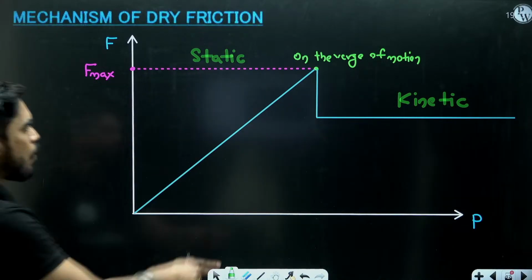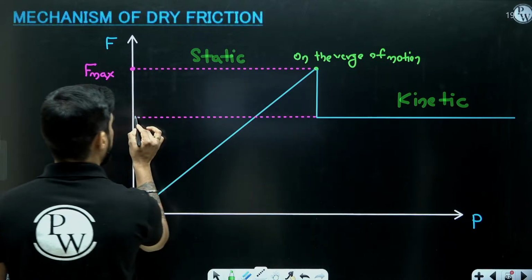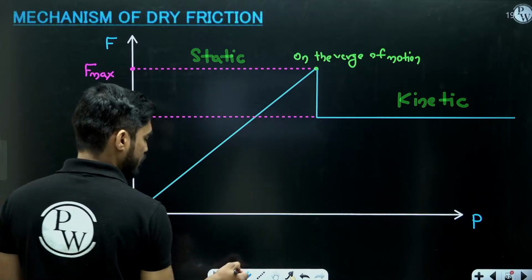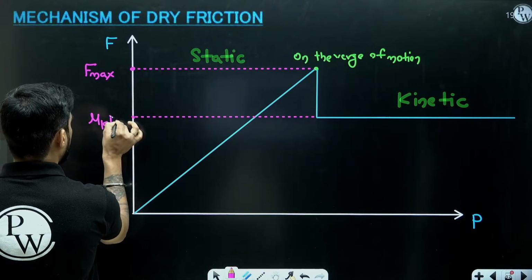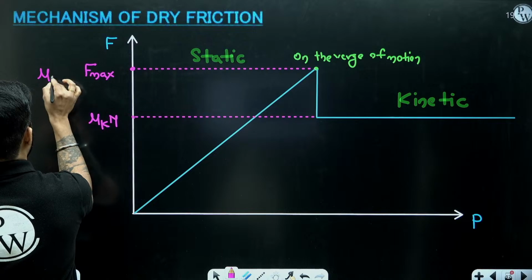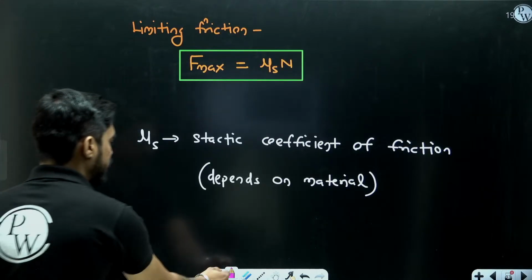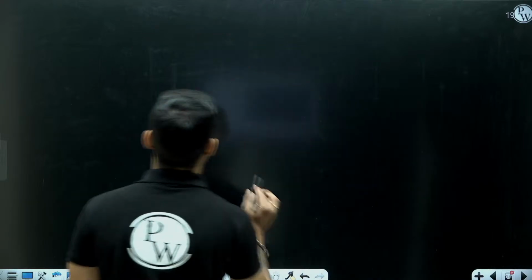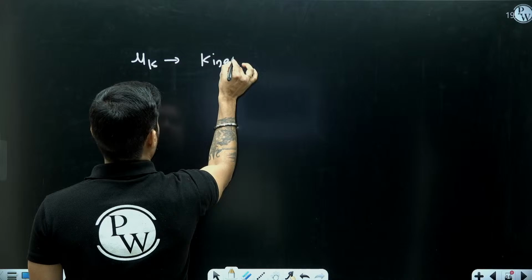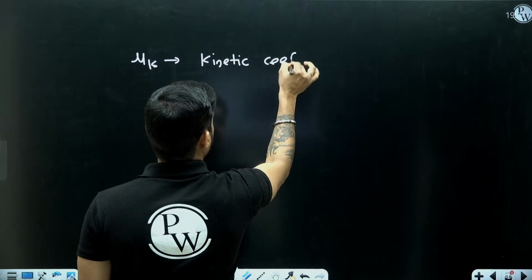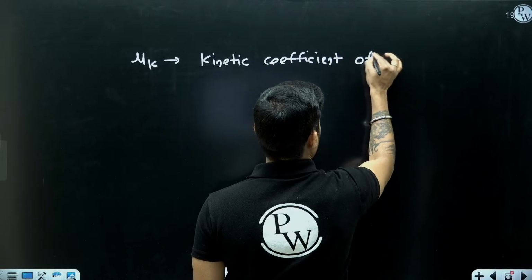Now, what is this constant friction force when the body is moving? This constant friction force when the body is moving is given by mu k into N. This is mu s into N and this is mu k into N. Now, what is mu k? Mu k is known as kinetic coefficient of friction.